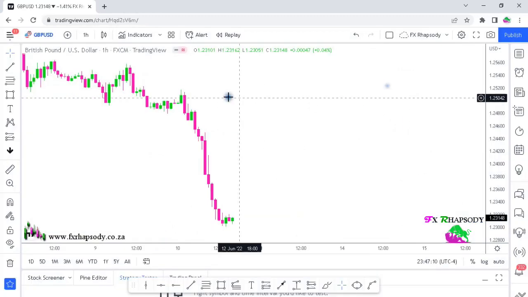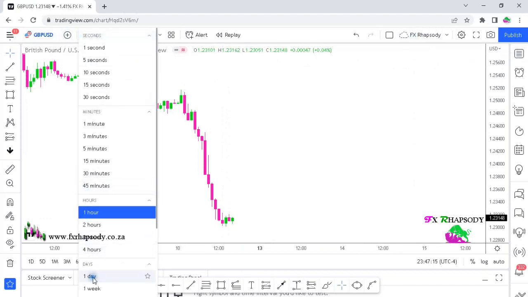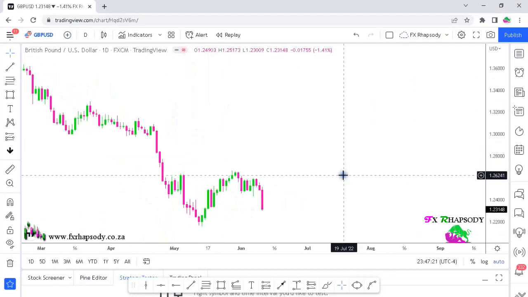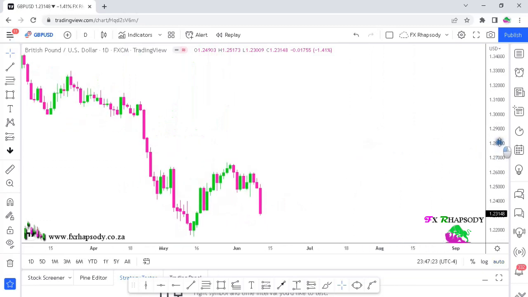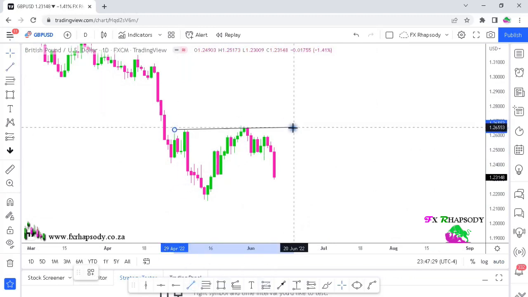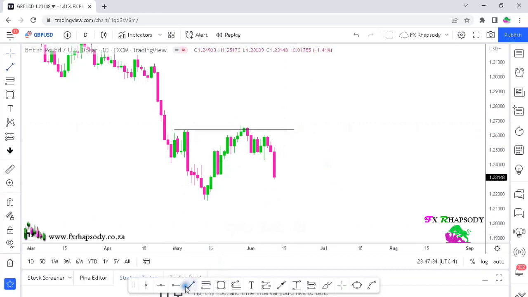So this is going to be your British pound, US dollar. We start off with a daily time frame. Okay, let's minimize this a little bit. There we go. All right, so what's happening on the British pound US dollar side of things? I'm just drawing in this little area in the market here, this line, and then I'm drawing in that line over here.